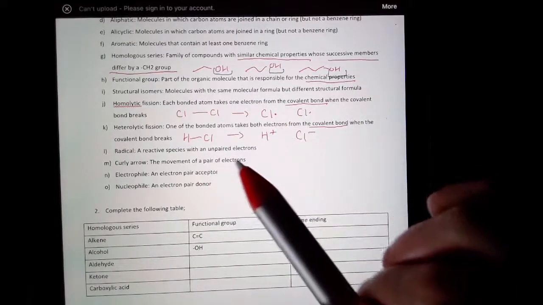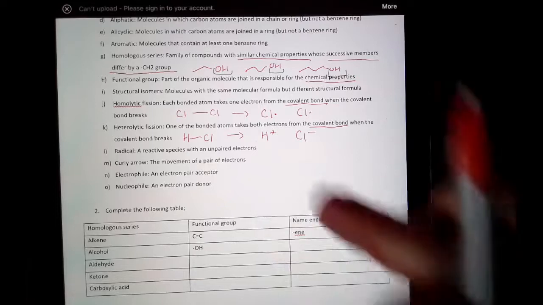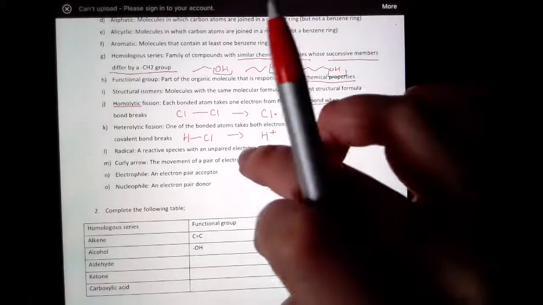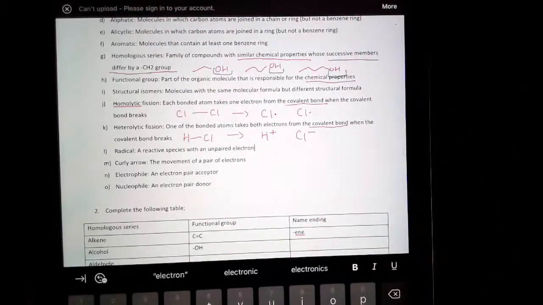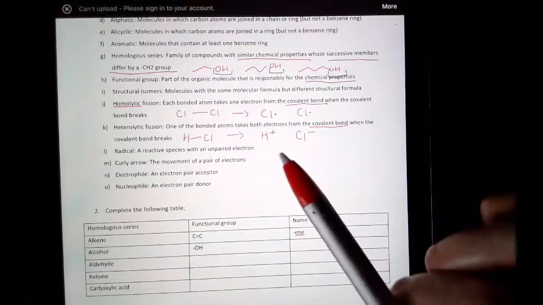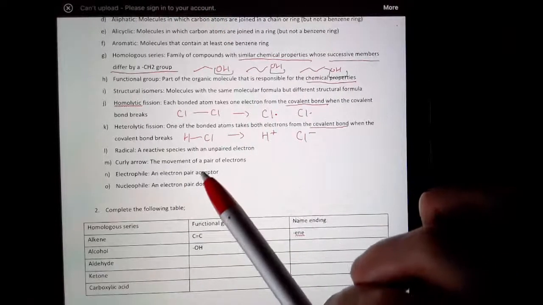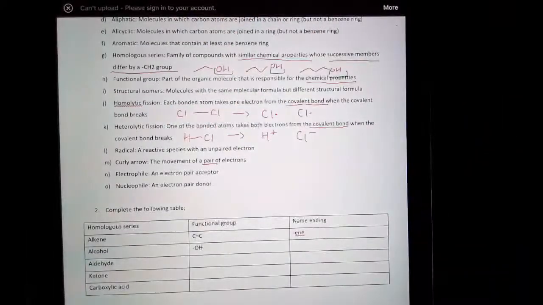Radical, I've got a picture of a radical here above. It's a reactive species with an unpaired electron. So radicals will always be reactive. You don't need that in your definition. If you just said it was an atom or a group of atoms with an unpaired electron, then that is fine. Curly arrow, the movement of a pair of electrons. If you don't specify pair, you're not going to get the marks.